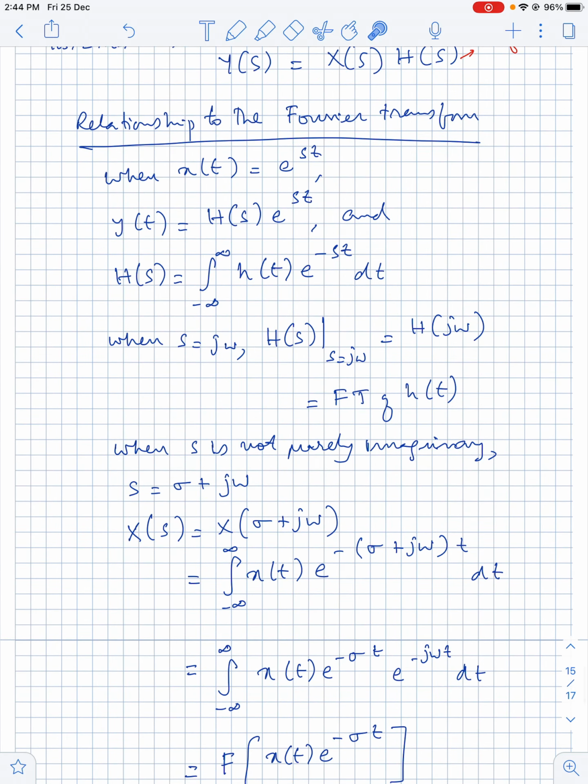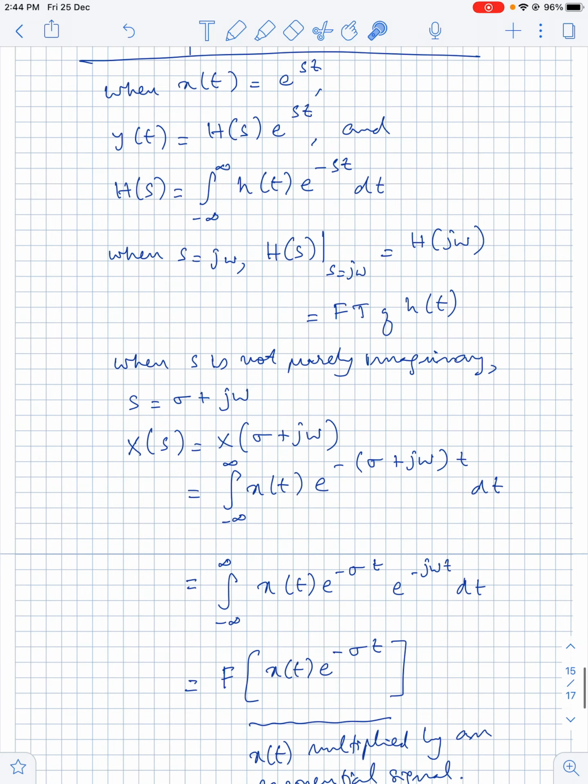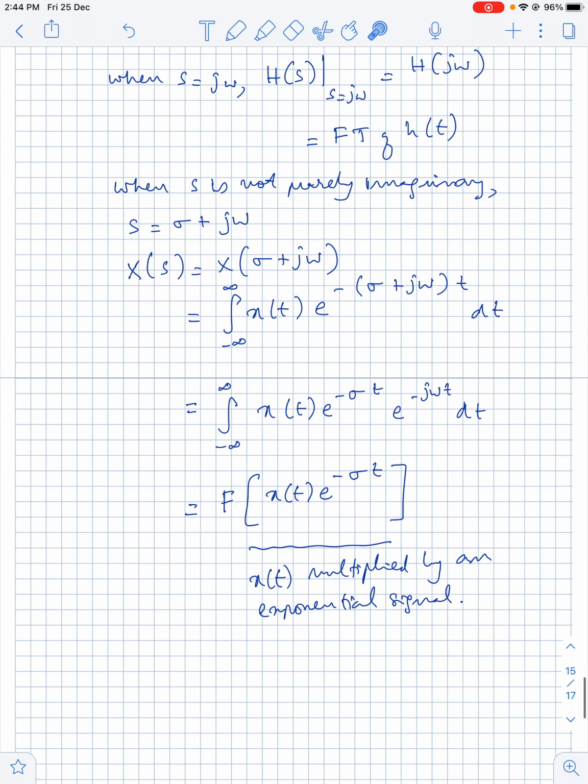So they are all essentially equivalent ways of representing the system function. Now, if I have s equal to sigma plus j omega, I want to find X(s), which I get by substituting into the Laplace transform formula. Just by rearranging the terms, I get X(s) equal to the integral of x(t) e raised to minus sigma t, e raised to minus j omega t, dt.